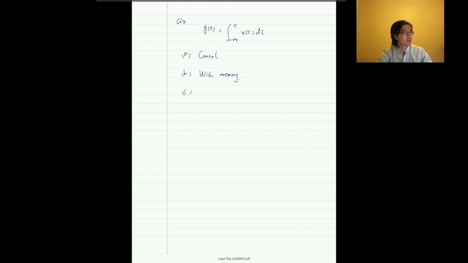Part C is to say whether the system is BIBO stable or not. And for this, we can show by counterexample that the system will not be BIBO stable. The example is: let x(t) equal 1, so it's a constant. Then in this case, y(t) will equal the integral of d tau, which equals tau evaluated at t and negative infinity, so that equals t plus infinity. For any finite t, this will not be finite. So that is infinity. Therefore, the system is not BIBO stable.